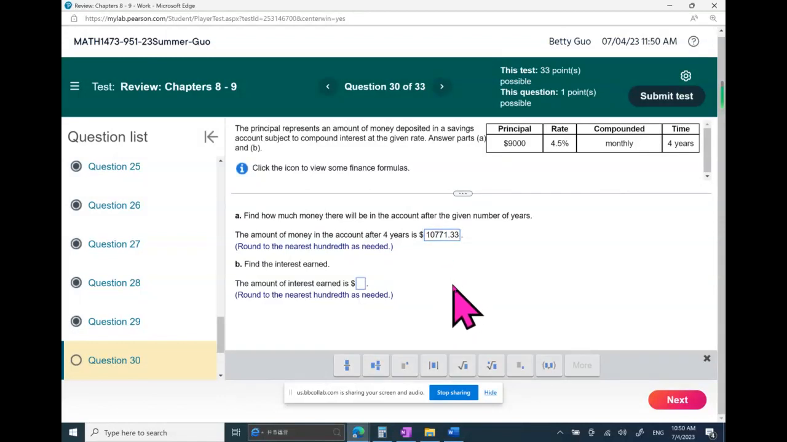Okay, so let me quickly use the app to double check. Monthly for 4 years, so 48. Annual interest rate 4.5. Present value 9,000. So payment is 0. Future value 10771.33. Correct.